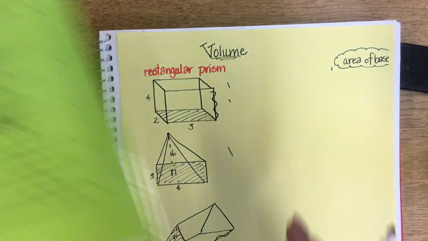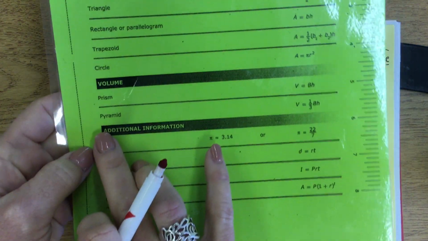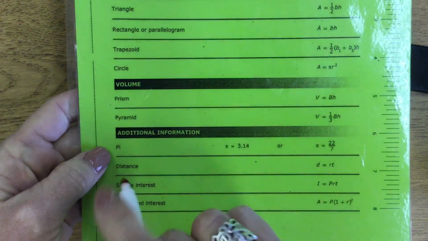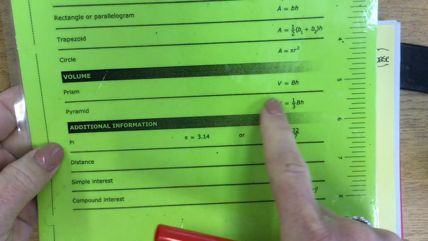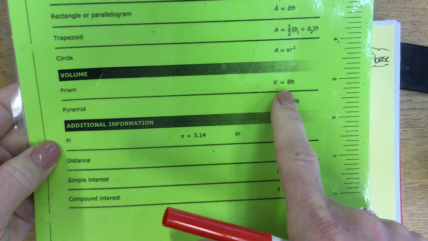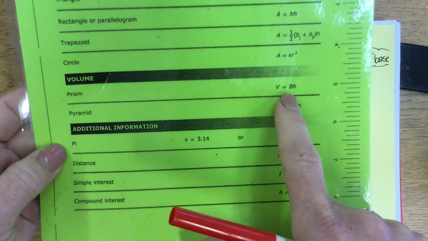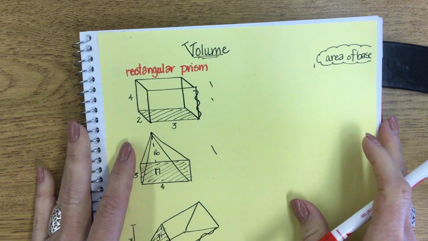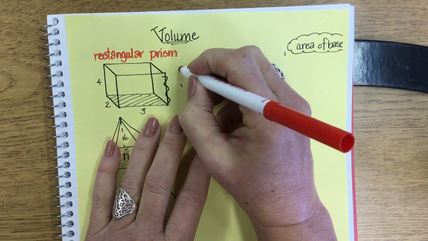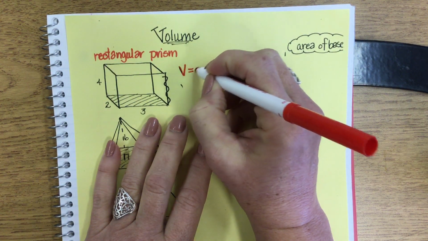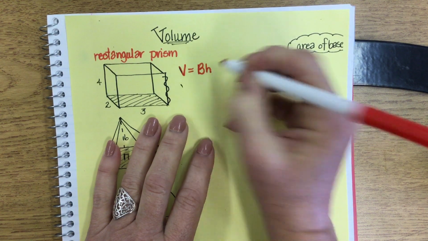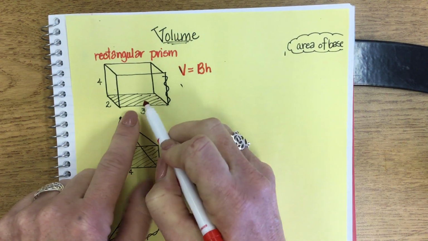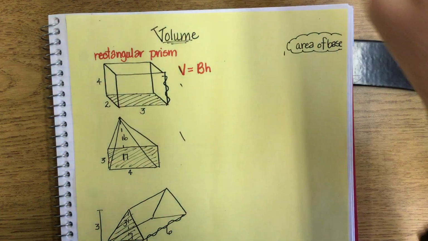Okay. So on your reference sheet, you have volume right here. And if you look at a prism, it doesn't say length times base, or base times length times height. Okay, it actually says big B. So what is the big B? Okay, when you get into 7th and 8th grade, to find the volume, it is big B times your height. So what we need to do is look at our parts.